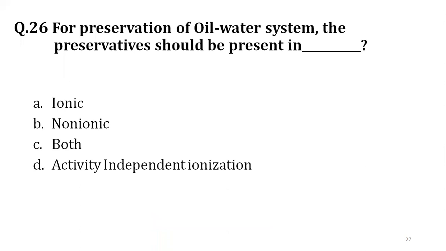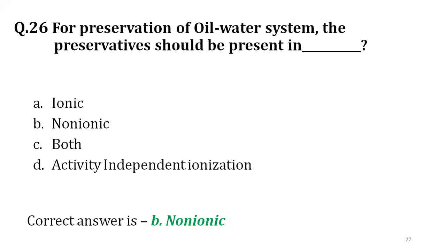Question number 26. For preservation of an oil and water system, the preservative should be present in option A, ionic, B, non-ionic, C, both, or D, activity is independent upon the ionization. So the correct answer is B, non-ionic, because as you know, the cell wall of the microbes is made up of lipids, and non-ionic molecules have more affinity or more solubility in the non-polar liquids, that is in the lipids. So that's why they can easily enter into the cell wall of the bacteria or the fungi, and show their preservative action.